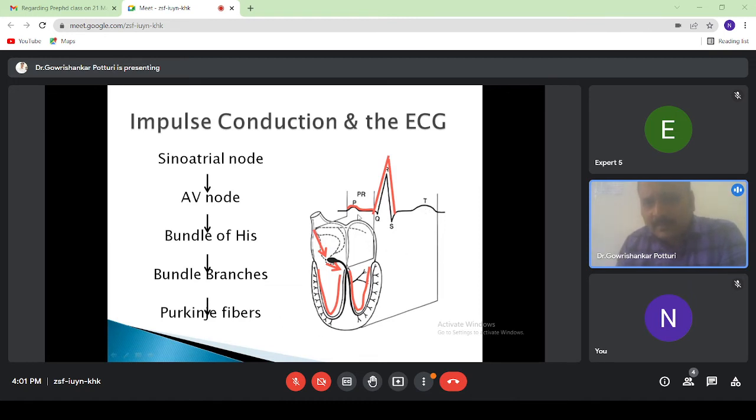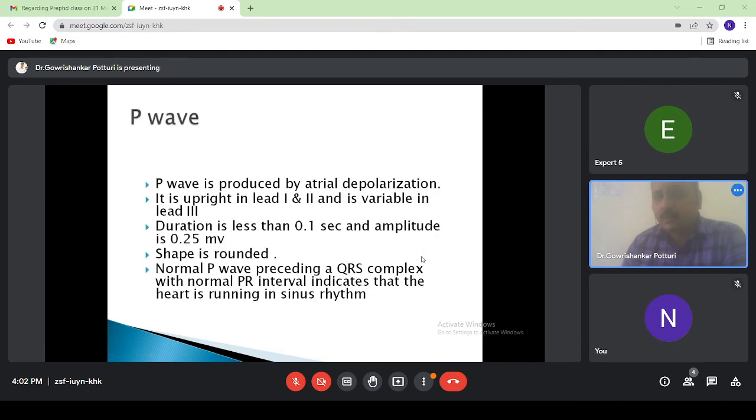So PR interval means from where the P wave ends and from where the R wave starts, it is PR interval. So a P wave in front of QRS complex with normal PR interval, if you find a rounded shape P wave, then you should understand that the heart is running in sinus rhythm. That means the sinoatrial node is the pacemaker of the heart.